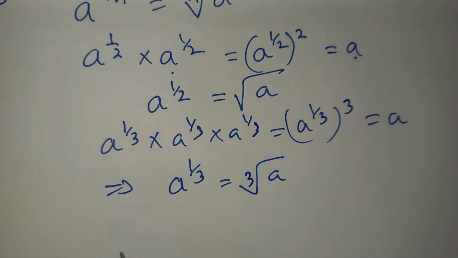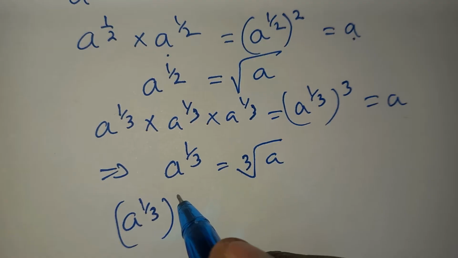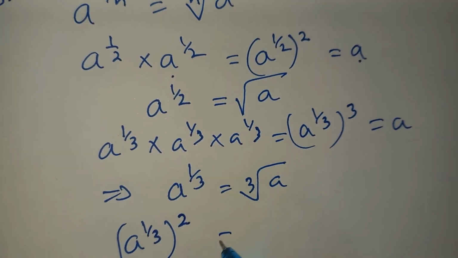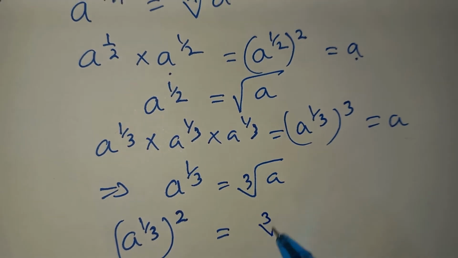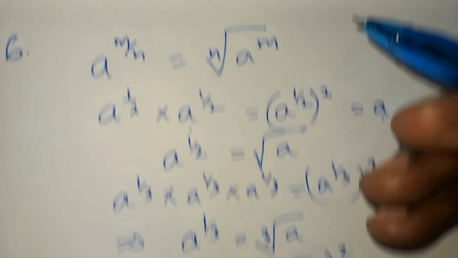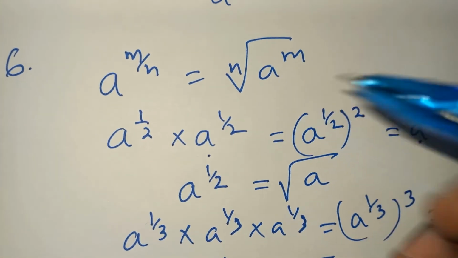Now, if we take a raised to the power third and square it using the power rule, this is the same as taking the cube root of a and squaring it. Now that demonstrates the fractional index rule of indices.